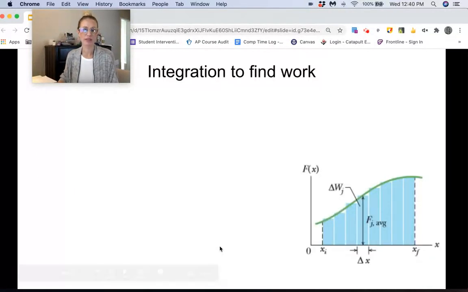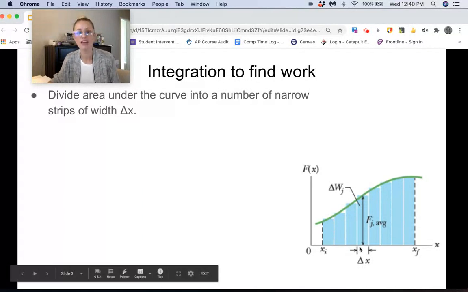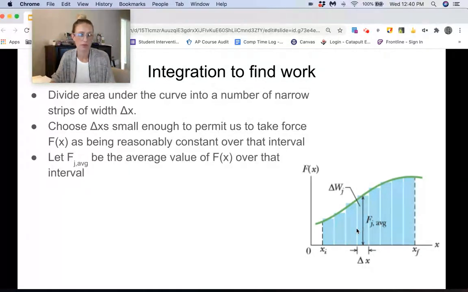Now, when we integrate to find work, I'm going to go through the steps of integration and try to explain why exactly we want to integrate and how integration works. When you're integrating, you're dividing the area under the curve into a number of narrow strips with width delta x. We can see that these are our narrow strips here. Because they're so narrow, it permits us to take the force during that displacement delta x as being reasonably constant over that interval.